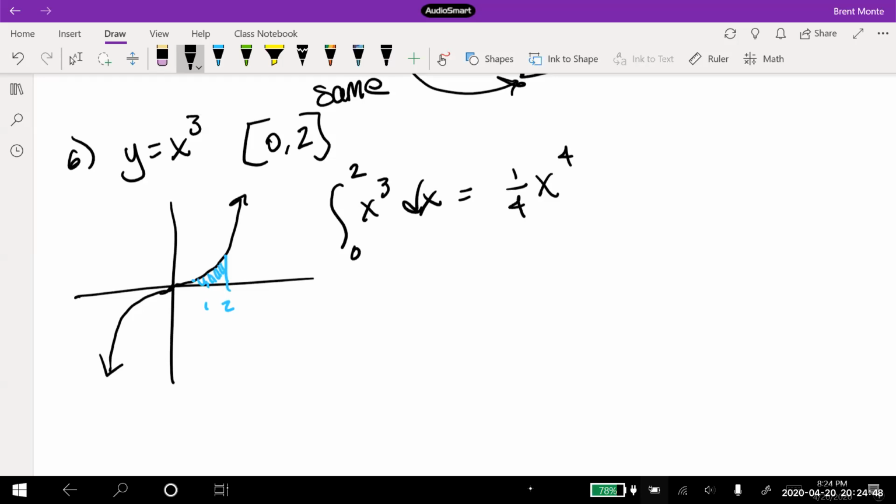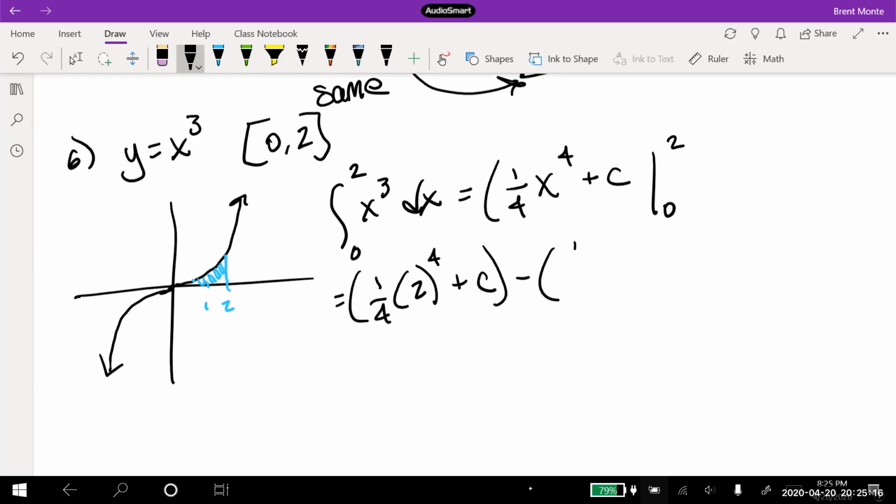Here's the good part. We don't have to put plus c. I'm going to put plus c here on this problem and show you that we never have to do it again. So say we were doing this, and we were going from 0 to 2. Remember, I plug in the 2 where the x is, and then I go minus, and then I plug in the 0. So I would get, in this case, 1/4 times 2 to the 4th plus c. And then I minus, and then I plug in the 0: 1/4 times 0 to the 4th plus c.